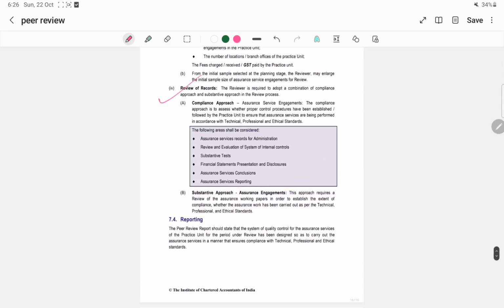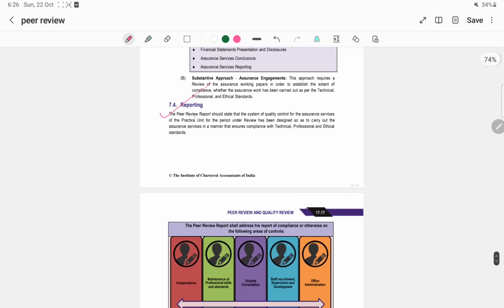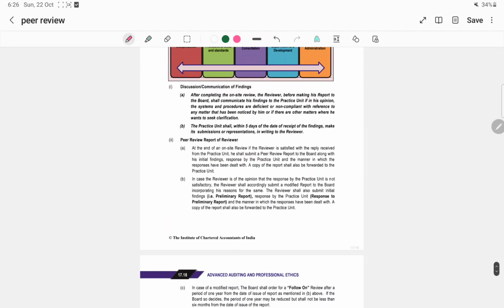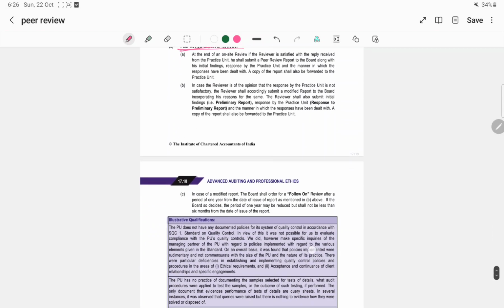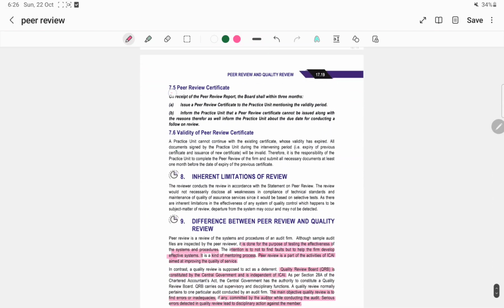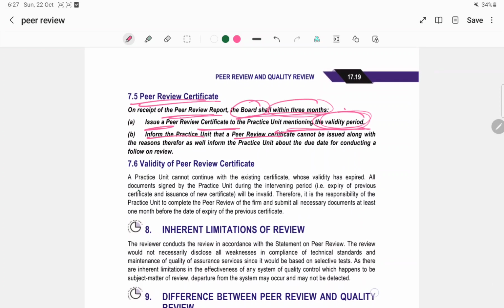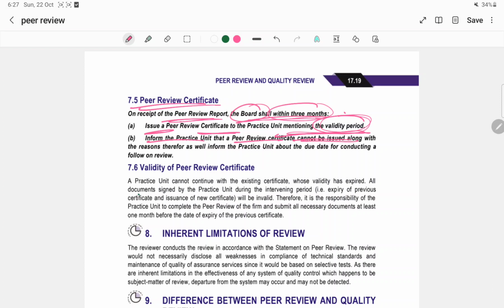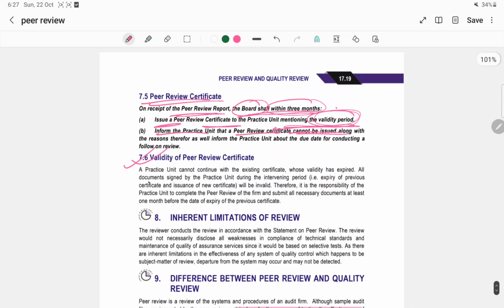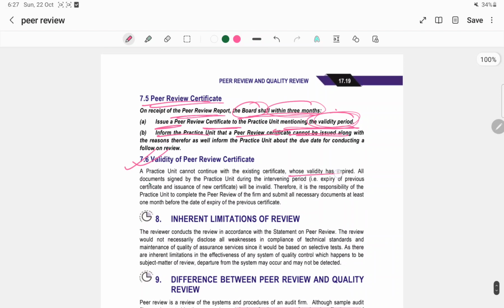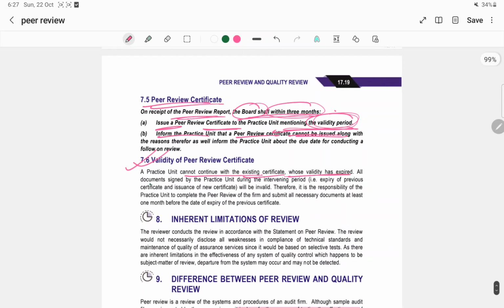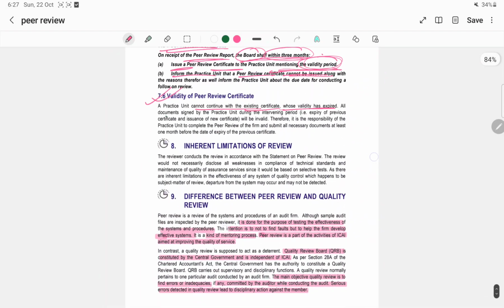Now review of records. Then there is reporting. Reporting is the last step. In reporting also you will see the peer review report of the reviewer is given. Now the peer review certificate: after the report the certificate will be issued. The board shall within 3 months issue a certificate, and in that certificate the validity period of the certificate will also be mentioned. Then we have to inform the practice unit in case the certificate cannot be issued. Then the validity also, you can just go through it and read it. If it has expired, then it cannot continue with the expired certificate. That's it.